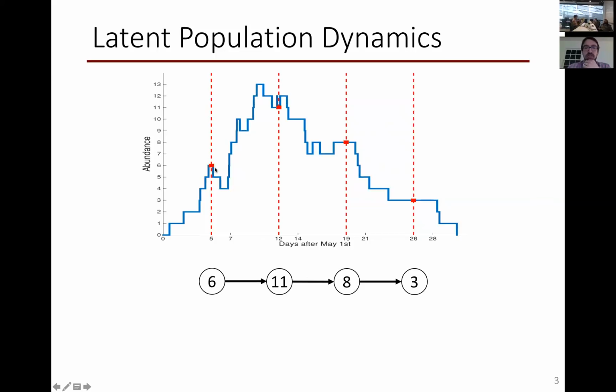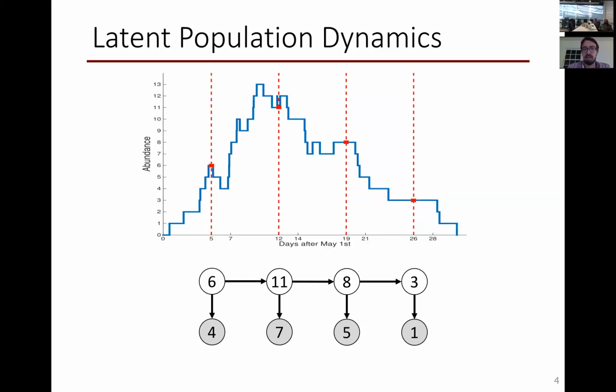So this naturally discretizes the actual process. Now instead of having a continuous process, we have this discrete process that varies between the different observation times. But we don't really know what exactly is happening between each one of these observations. To make matters worse, our observers aren't perfect.